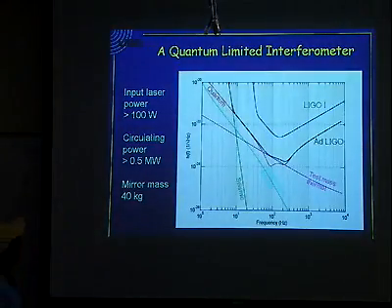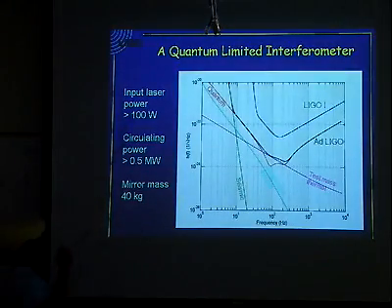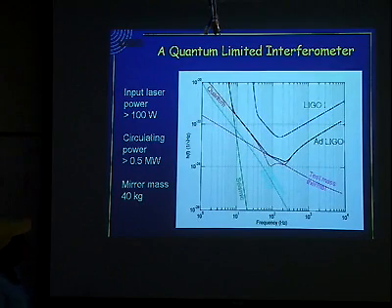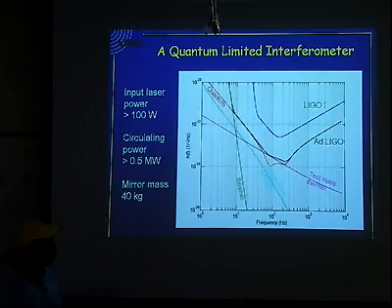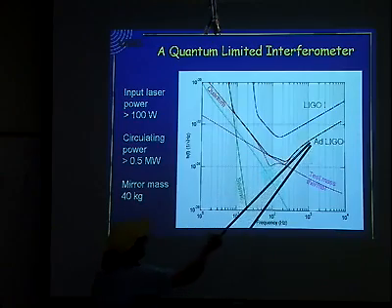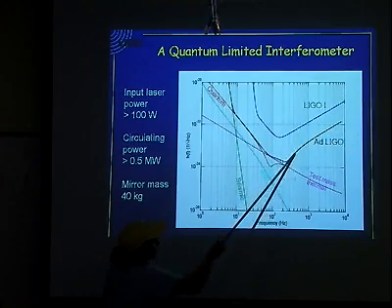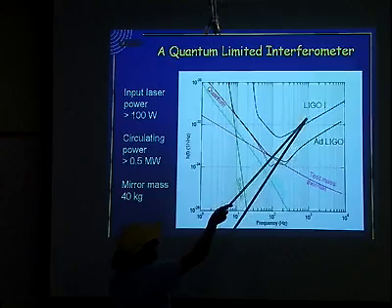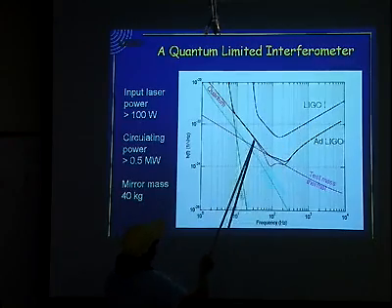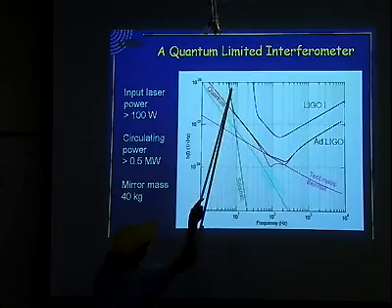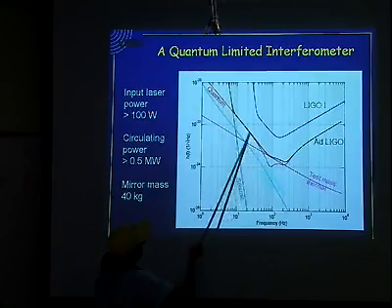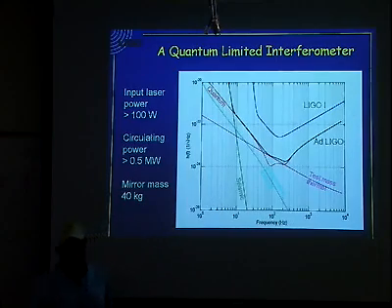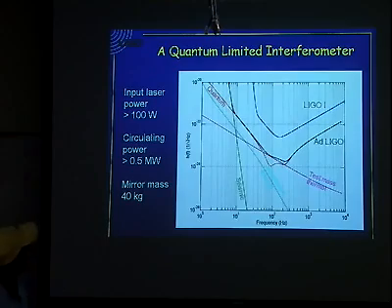Now, in advanced LIGO, the story changes a little bit. Our input laser power is going to be well in excess of 100 watts. And that gives rise to something like half a megawatt of power circulating in the arm cavities. And even though the mirrors get more massive, the prediction is pretty clearly that in this region here, you'll still have shot noise. And it's better than initial LIGO, because indeed we turn the laser power up. But in this region here, because the seismic noise is improved, you're limited by the radiation pressure noise.